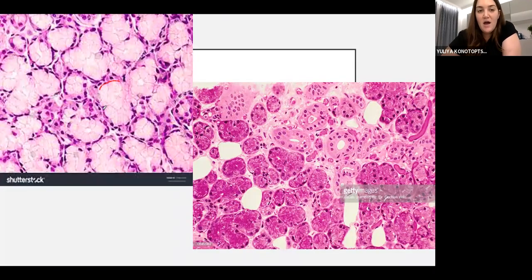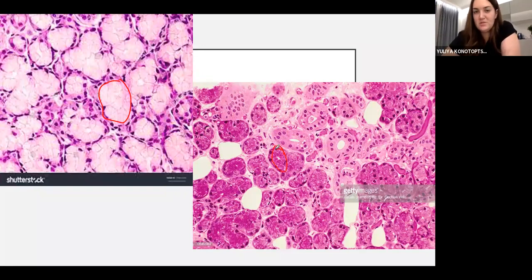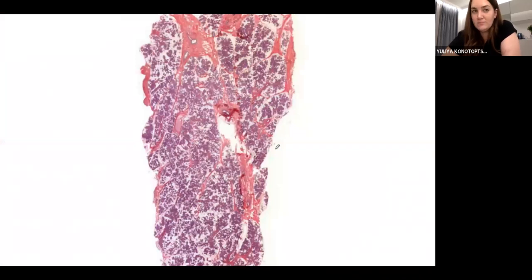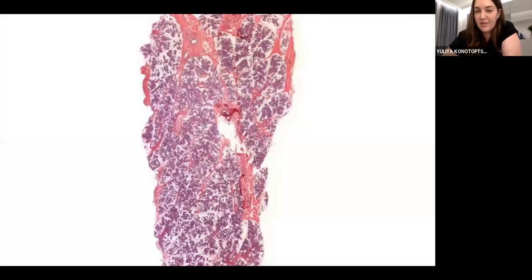So here they are. What are those? Mucus acini. What are those? Serous acini. So now let's begin our slides. We'll learn on the slide. This gland, this is parotid. Okay, so this is a parotid gland.